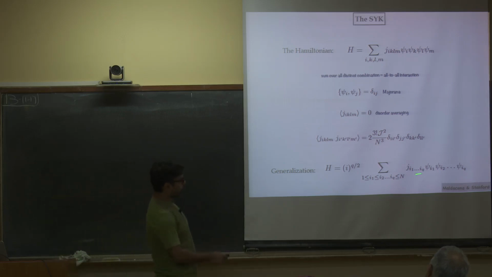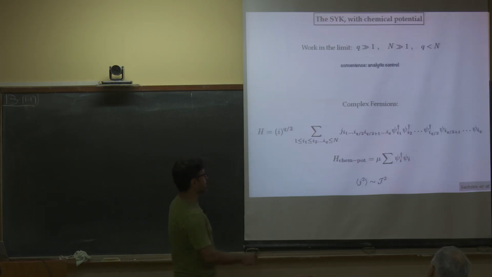So what it does for you is introduces an additional parameter, which is q, just a number to play with. And you can work in the limit where q is very large and N is of course very large. That's from the get-go, that's always the case, such that q is less, actually it's less or equal will also work. And what does this give you? It gives you, for convenience, a somewhat analytic control of the system.